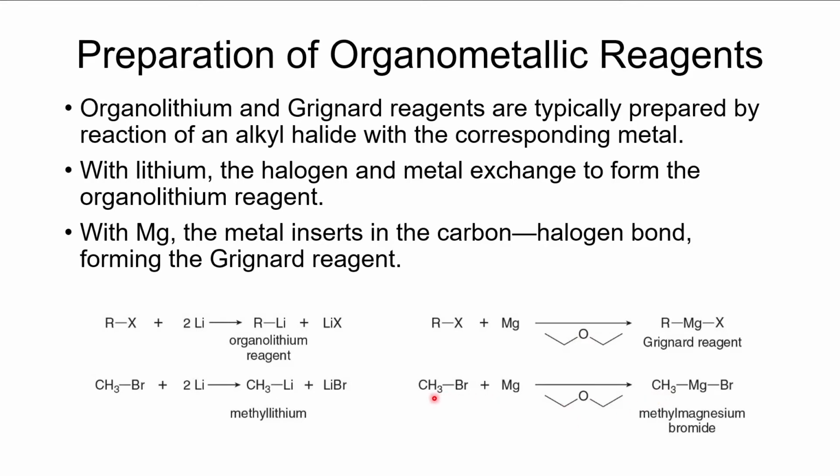So here is methyl bromide. When we put the methyl bromide in with the magnesium, we'll form the methyl Grignard reagent. And again, we need that ether there as a stabilizing agent.